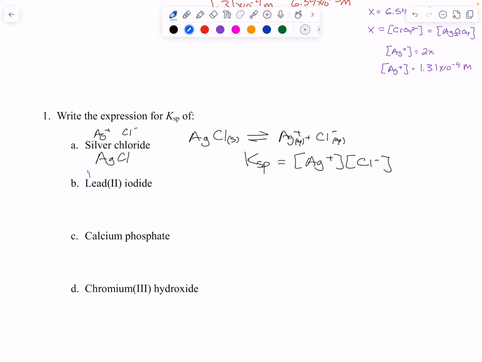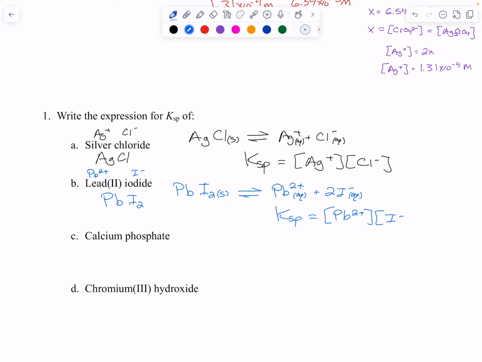Lead 2 iodide, Pb2 plus, I minus. So we have PbI2. All right. Now, if you can just write out what Ksp is, feel free. But my recommendation, especially as we're learning, is to do this. So our Ksp expression would be lead 2 and I minus squared.